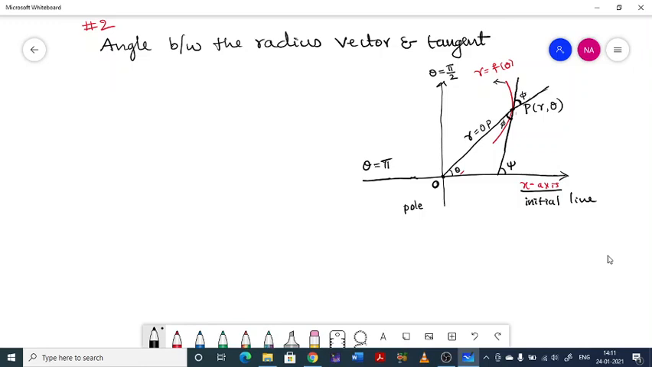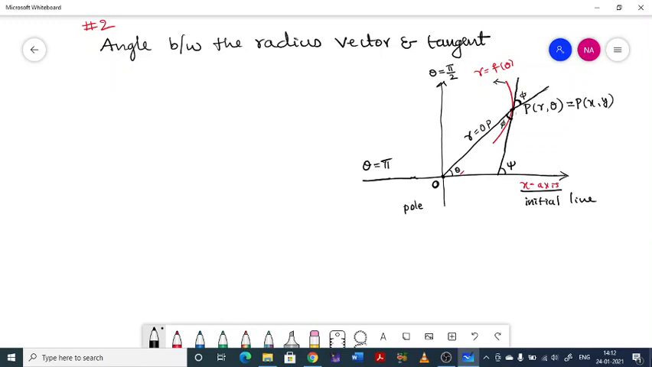So in the polar coordinate system, only one line is used for reference, that is the initial line, and all other lines we call the line corresponding to some particular value of the angle theta. The negative x-axis is called the line corresponding to theta equal to pi. Next, we consider a curve and mark some point P, which can be represented in polar coordinates as P of r comma theta. Equivalently, that can be written as P of x comma y.